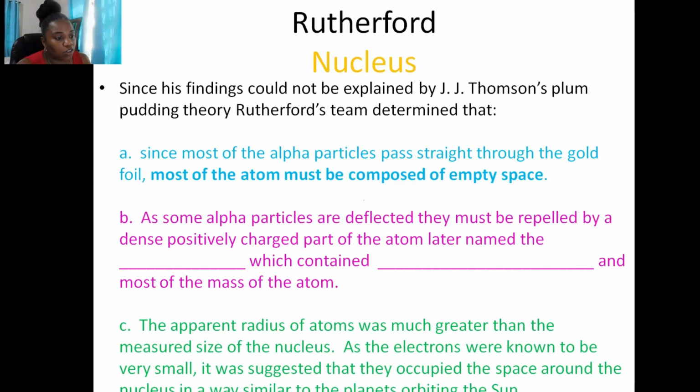Okay? So that was it. And then the apparent radius of the atoms was much greater than the measured size of the nucleus. So the atom is like the solar system, like if you could think of the sun and all the planets orbiting the sun, right? You could think of an atom as a nucleus being the sun, and the electrons being the other planets, like Mars, Venus, Mercury, Earth. So we could envision that if you learn about the universe.